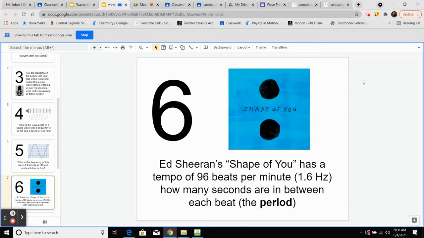Now number 6, Ed Sheeran's Shape of You. Great song. It has a tempo of 96 beats per minute, which equivalates to 1.6 hertz. So what they want to know is how many seconds are in between each beat. So they want the period.